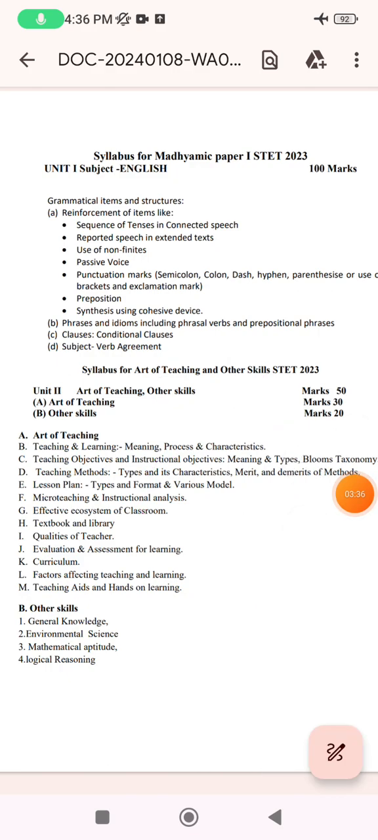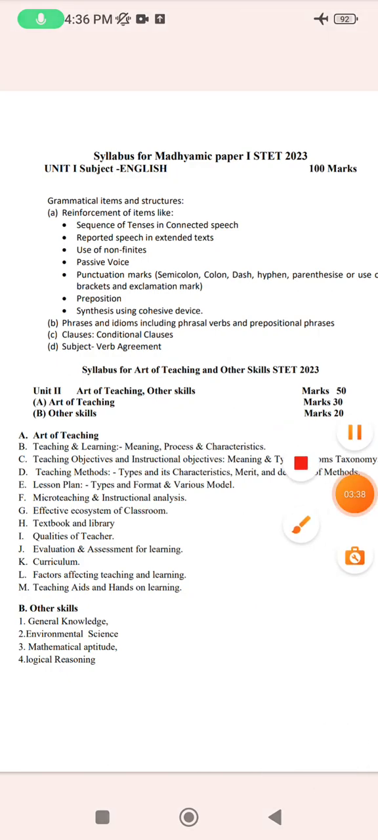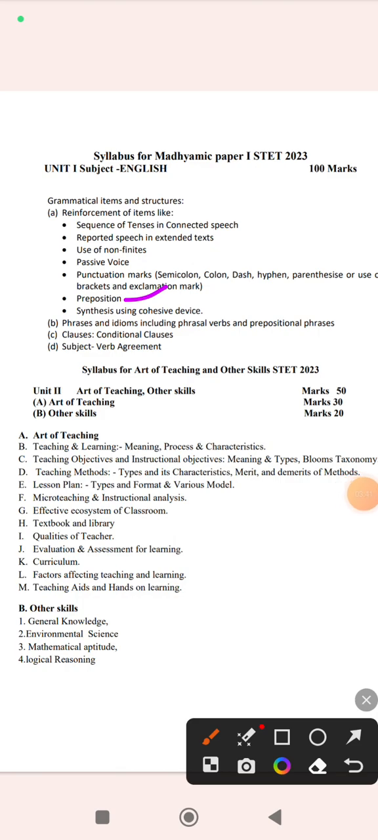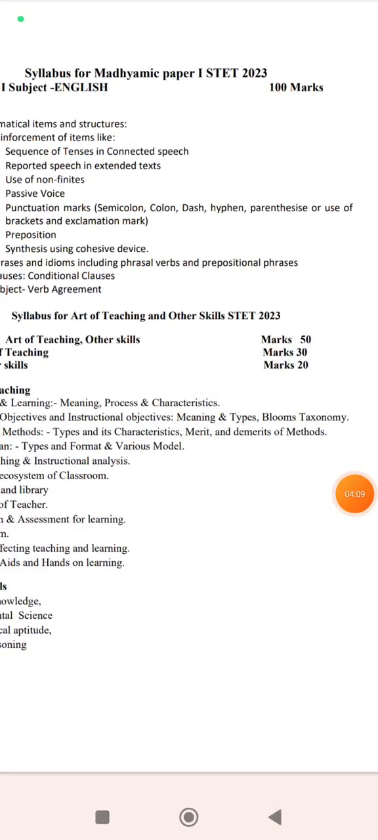Then the next one is prepositions of time, place and movement. Then synthesis using cohesive devices, that talks about joining by using coordinating clauses or subordinating clauses. Then we have phrases and idioms, including phrasal verbs and prepositional phrases, clauses, conditional clauses, and the last one is subject-verb agreement. Now in short, let me explain what the English grammar subject is.